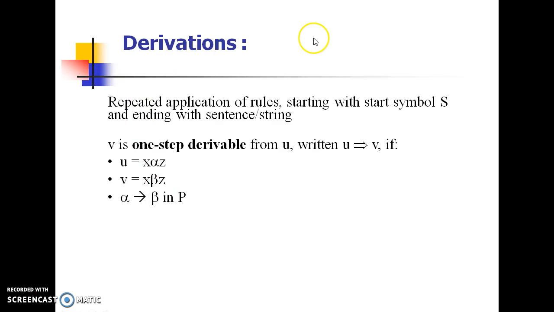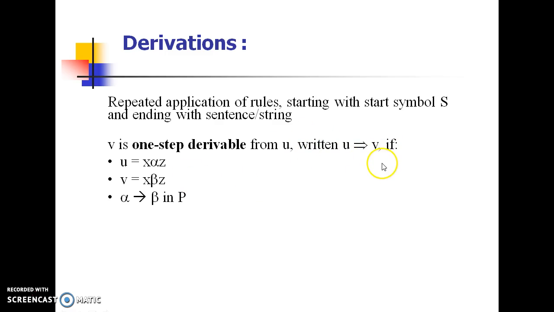Derivation. Derivation is a process or procedure to prove that a string can be generated from the given grammar. In order to generate the string, we repeatedly apply the production rules, starting with the start symbol, and we have to end with the given string. The derivation can be one step, or it can be more than one step, or it could be zero also.